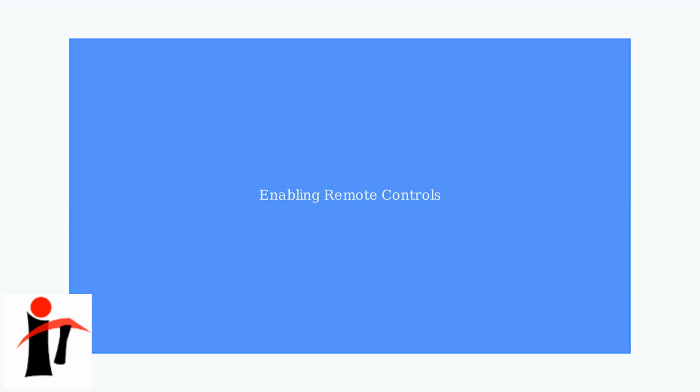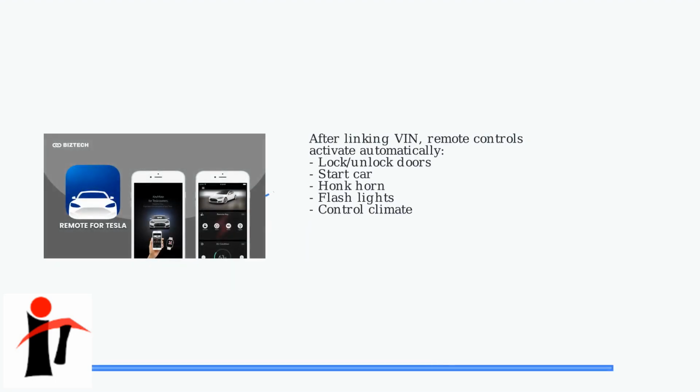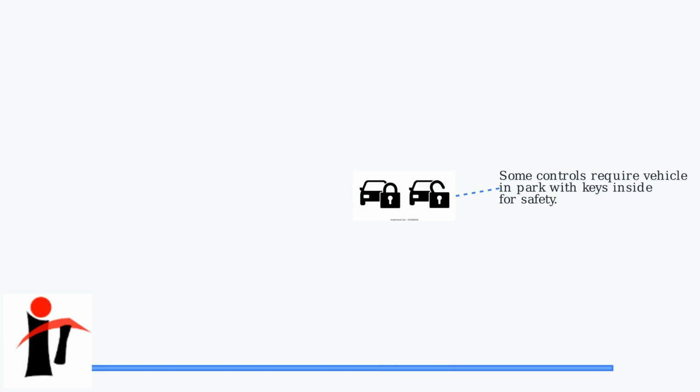After linking the VIN, remote controls activate automatically. You can remotely lock or unlock doors, start the car, honk the horn, flash the lights, and control the climate. Some controls, like remote driving, require the vehicle to be in park with the keys inside for safety. Tesla's end-to-end encryption minimizes hacking risks.